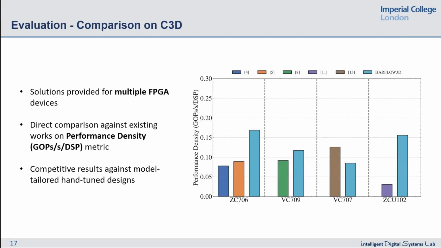So the ability of HARFLOW3D to support and target multiple FPGA platforms allows us to directly compare our results to the rest of the works under mostly the same setup. The C3D model was chosen due to the fact that most of the existing works have provided results on this specific model. As we can see, HARFLOW3D is able to either surpass or provide competitive performance compared to the existing works, despite the fact that it's a generic toolflow and not a hand-tuned design like the rest of the works.